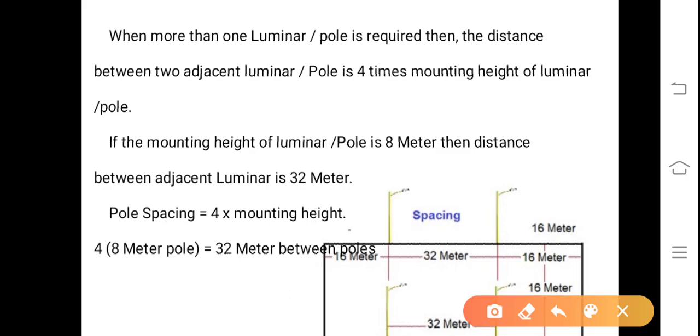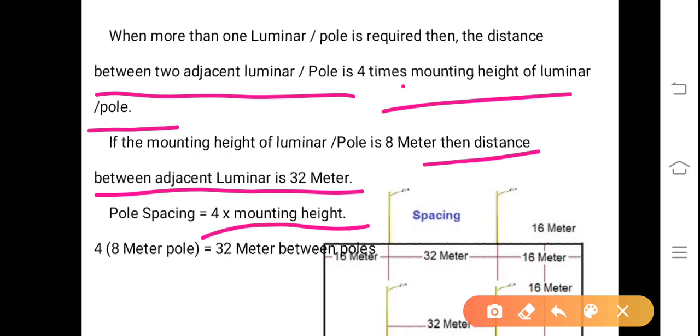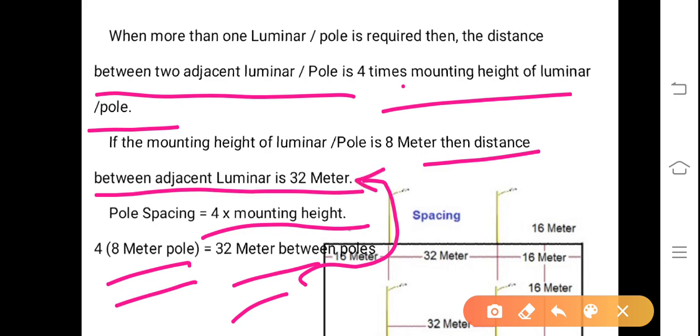When more than one luminaire or pole is required, then the distance between two adjacent luminaires or poles is 4 times the mounting height. If the mounting height of the luminaire pole is 8 meters, then the distance between adjacent luminaires is 32 meters. Pole spacing is equal to 4 into mounting height, that is 4 into 8 meters, equal to 32 meters between the lamps. Clear?